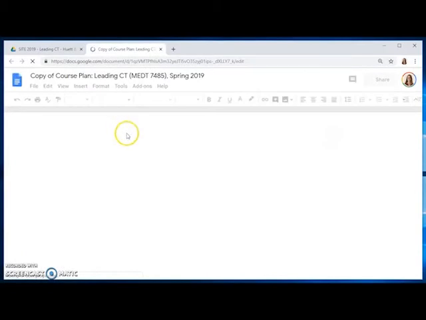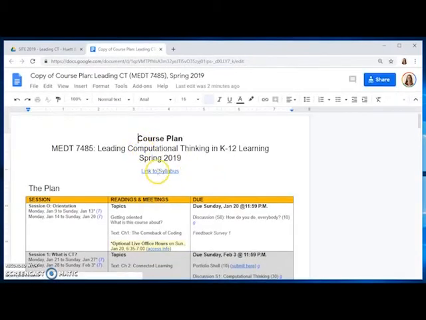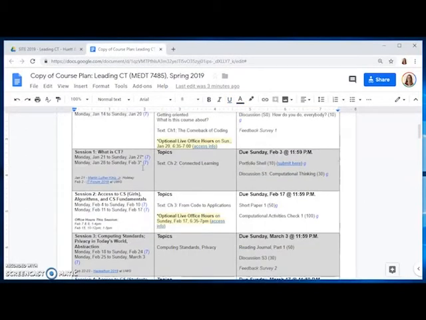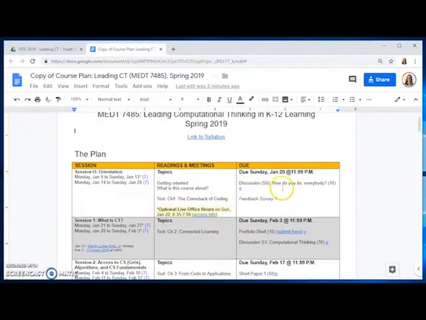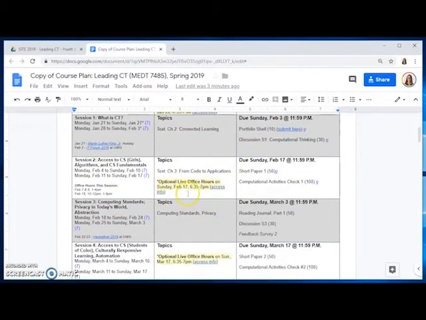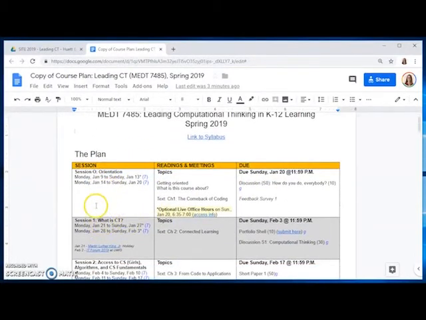This is the course plan, my favorite document in the class. Notice you can, from here, jump over to the syllabus, and you can see what we're doing during each session. You've got the session temporal boundaries over here. You've got readings and meetings. In this final column, you've got what we're actually doing for course credit, or things like the feedback surveys that I was talking about.